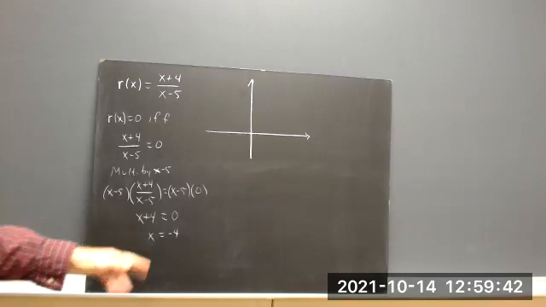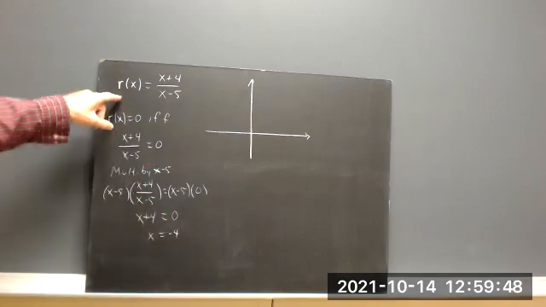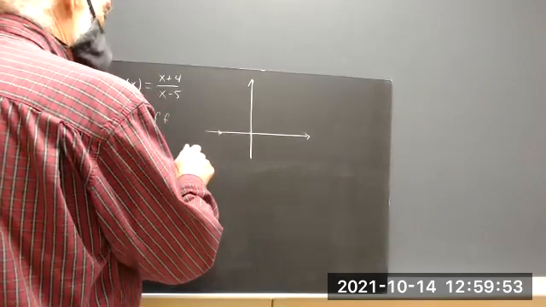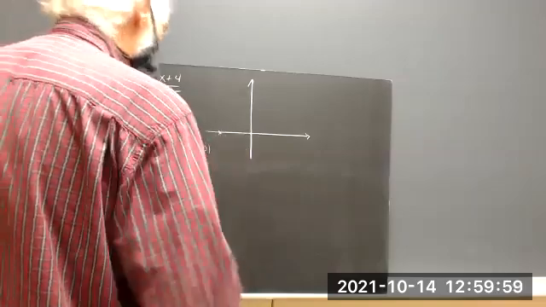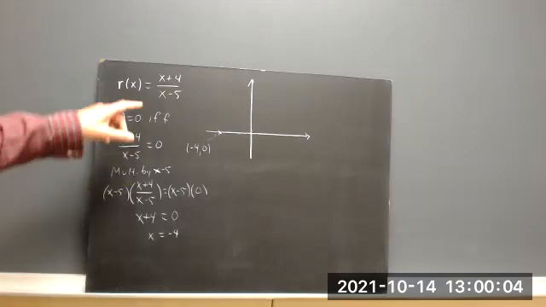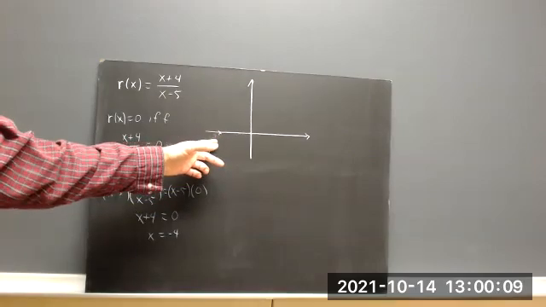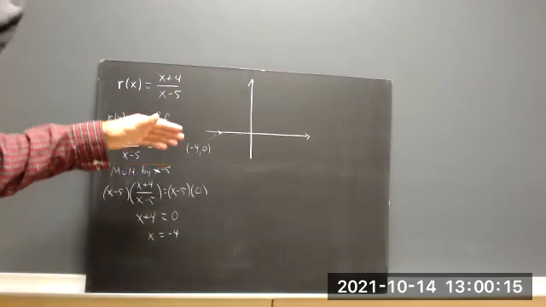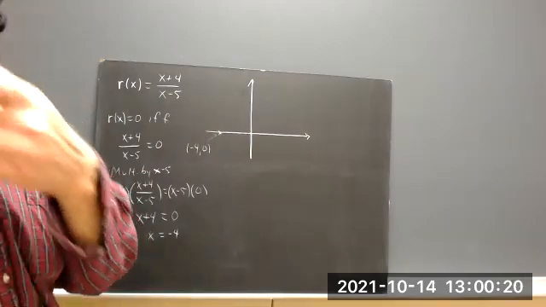Now you can also reason this out. We know that when x equals negative 4, r of x is 0, so we have the point negative 4, 0 on the graph. That's the only zero of the function. This is therefore the only point at which the graph can pass through the x-axis. It can't go through the x-axis for any other value.